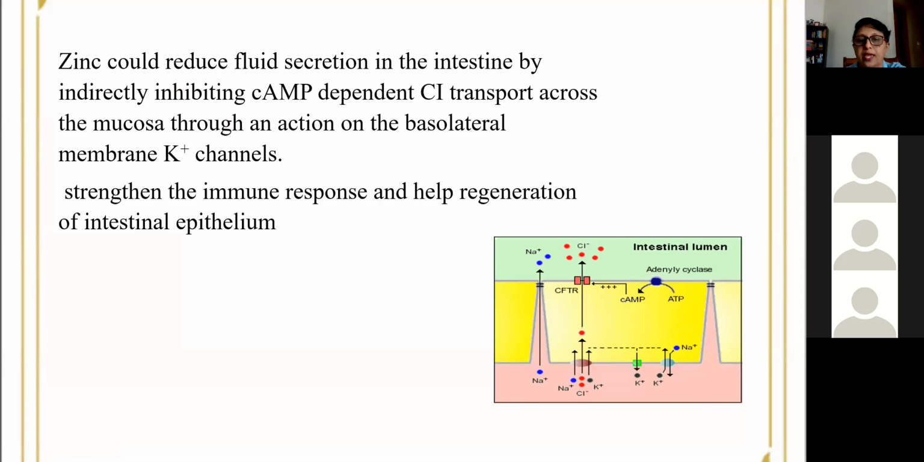So like that, diarrhea can be reduced. And it also strengthens the immune response and regeneration of intestinal epithelium. So understood? Zinc should be given along with other ORS, especially for pediatric diarrhea.